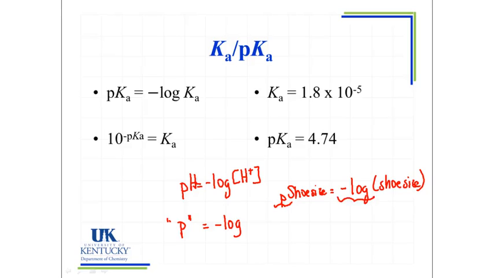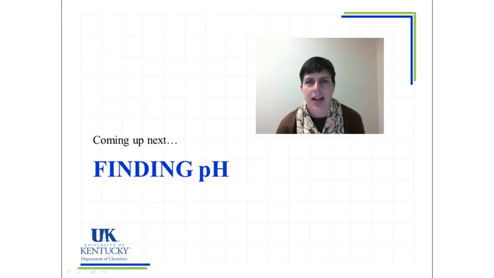So I can go from pKa equals negative log of Ka. If I know Ka, I can find the pKa, or I can do the reverse. I can find the Ka by knowing the pKa. In the same way that we went from H plus concentration to pH and vice versa, I can take 10 to the minus pKa equals the Ka value. In the next module, we're going to look at how we find the pH of an acid solution for both strong and weak acids.